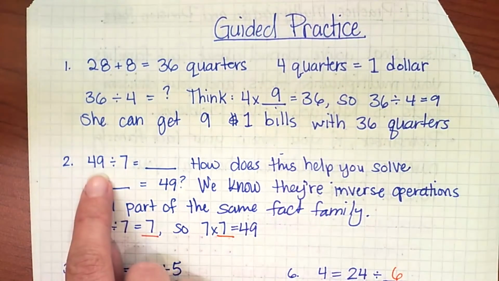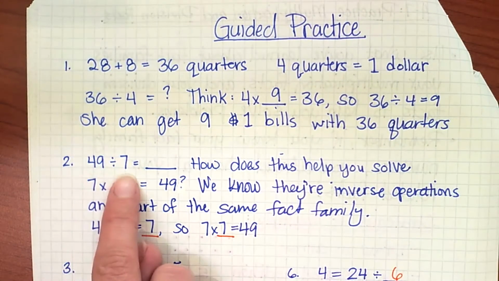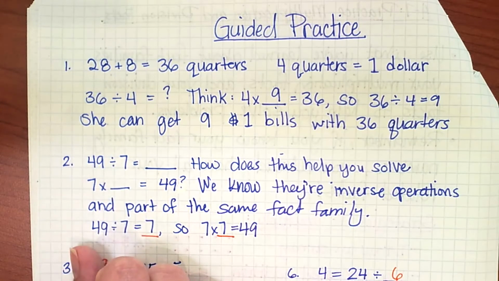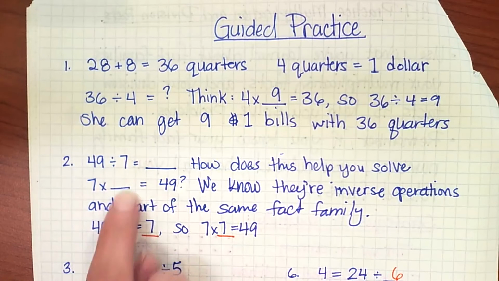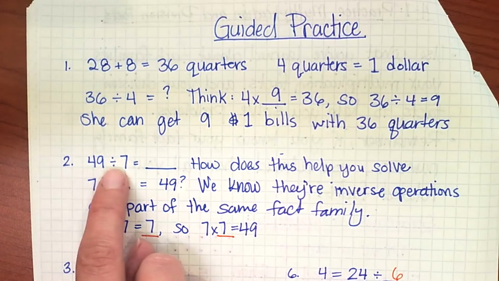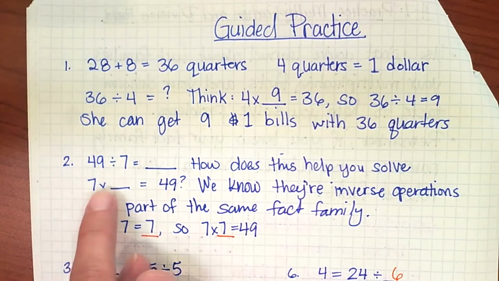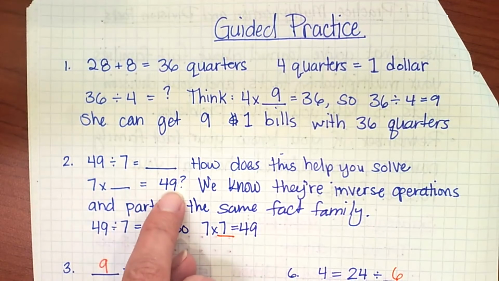For number 2, we are taking 49 and dividing it by 7, because our question for number 2 says Calvin solves the equation 49 divided by 7 equals a number. How does it help him complete the equation 7 times what number equals 49? Now we know that these are inverse operations, they're opposites of each other. So 49 divided by 7 equals a number, 7 times a number is equal to 49.